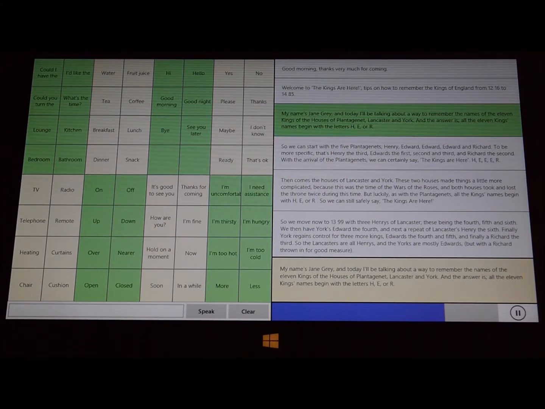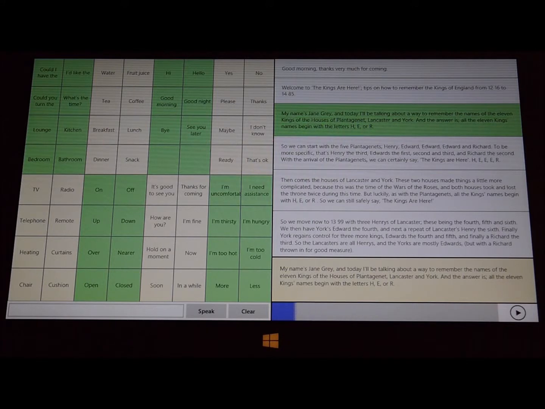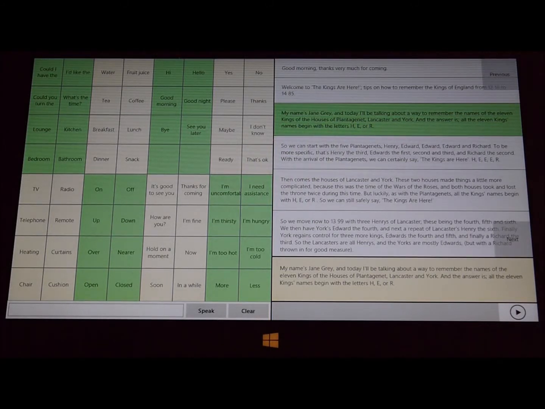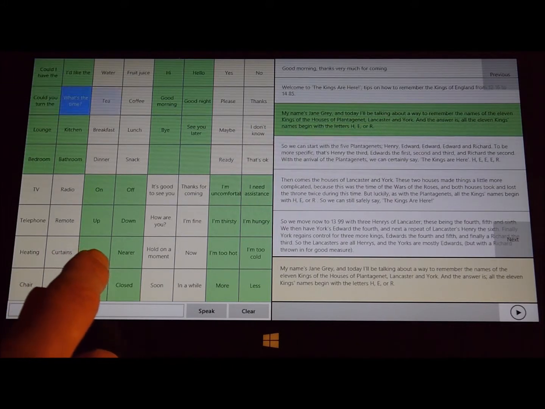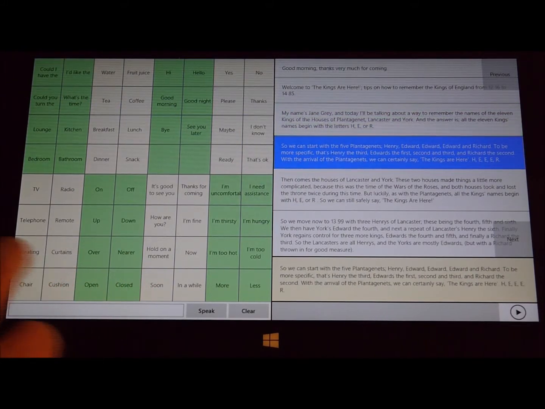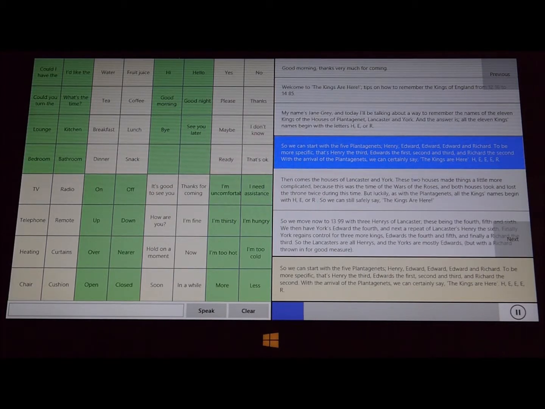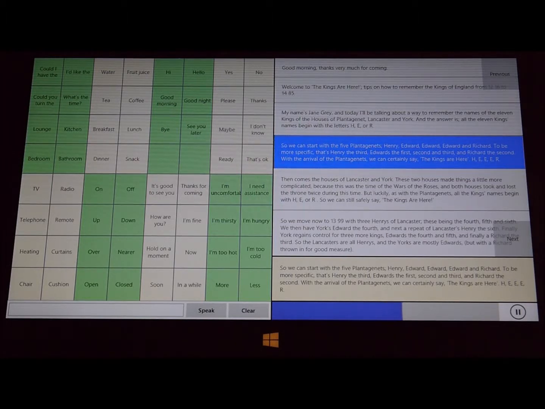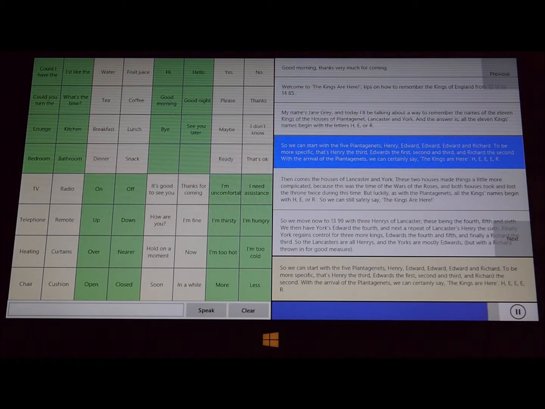And the answer is, all the 11 kings' names begin with the letters H, E, or R. So we can start with the 5 Plantagenets, Henry, Edward, and Richard. To be more specific, that's Henry III, Edwards the first, second and third, and Richard the second. With the arrival of the Plantagenets, we can certainly say, the kings are here. H, E, R.